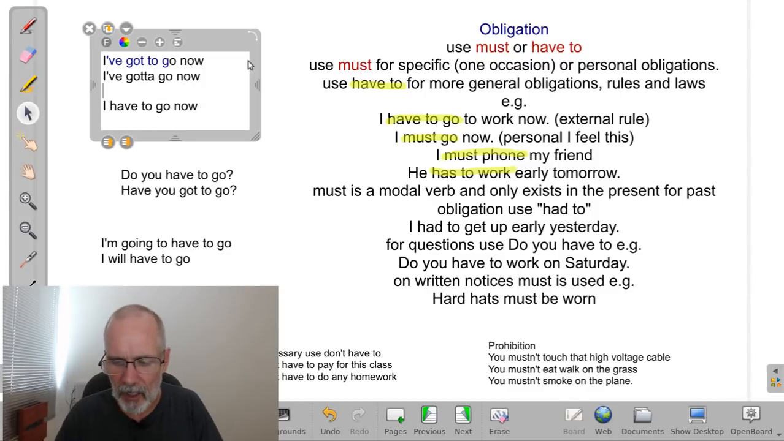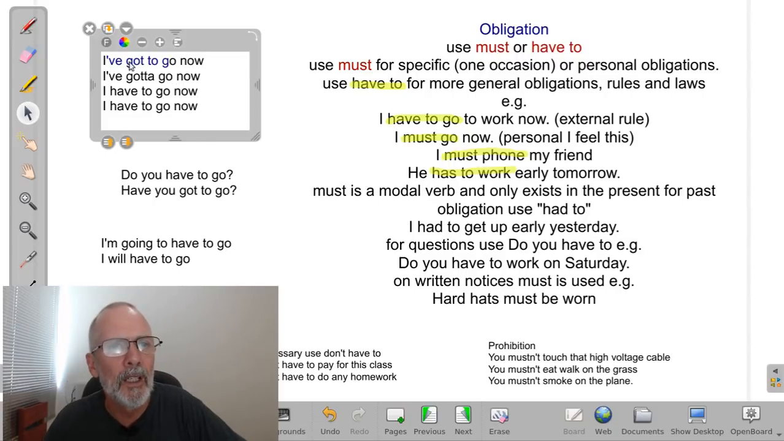It's exactly the same as saying, I have to go now. These two are synonymous. I've got to go now, I have to go now. Well, the last two are the same. All of those are synonymous.